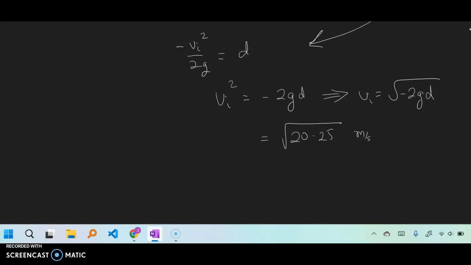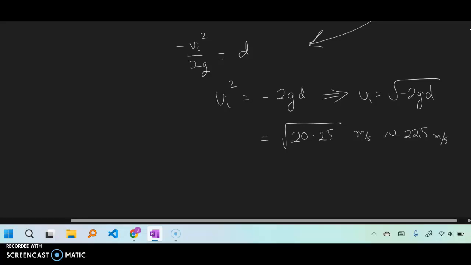So I can either do this on my calculator, or I know the square root of 25 is 5. The square root of 20 must be 4.5 or something. So this has got to be something like 5 times 4.5. So this must be, 20, maybe 22 or 23. So I'll say something like 22.5 approximately. And this is going to be meters per second.